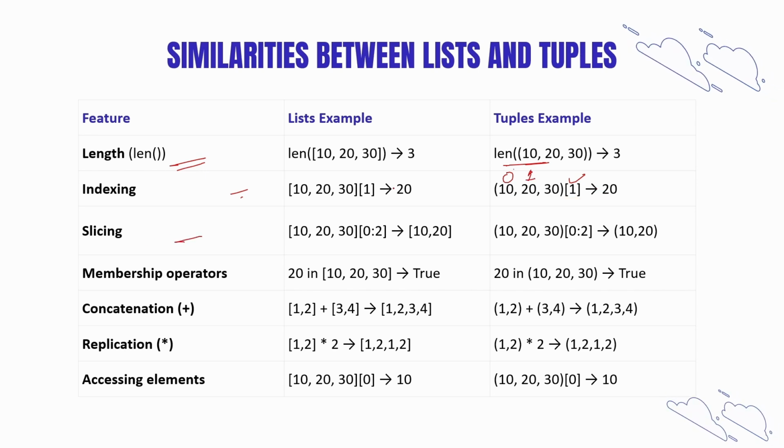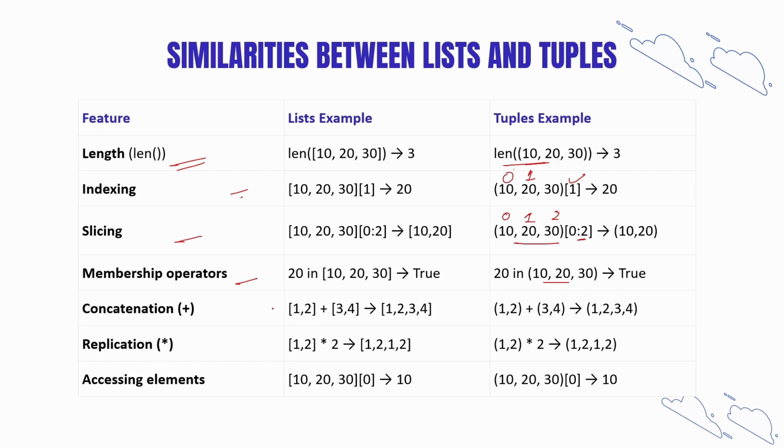Next is slicing. In the case of tuples also, we can do slicing like this. Here it says extract elements from 0 to 2. This is the element at the 0th index, this is the element at the first index, this is the element at the second index. Okay, so here we get the elements 10 and 20. Why? Because the last index is not inclusive, so it will extract these two, from 0 and 1. If it was written extract 0 to 1, it would have extracted only 10. Okay, then we have the membership operator. Here we say 20 in 10, 20, 30. Here 20 is present, so we get true.